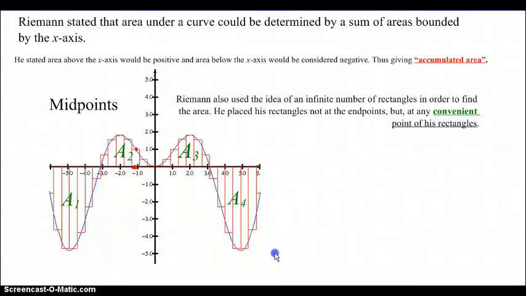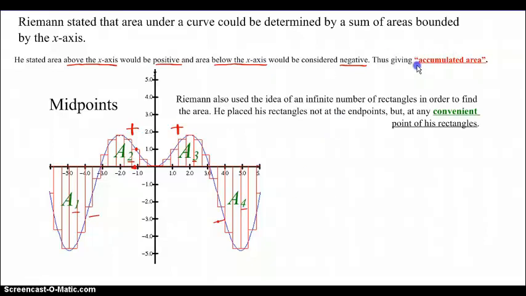So Riemann stated that area under a curve could be determined by a sum of areas bounded by the x-axis. He stated that area above the x-axis, and this is important, would be positive area. So anything up here would be positive area. Those two pieces, area 2 and area 3, he would consider positive area. And any area below the x-axis would be considered as negative area. So this would be negative area, and this would be negative area. Area 1 and area 4.